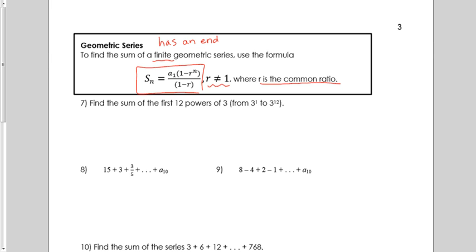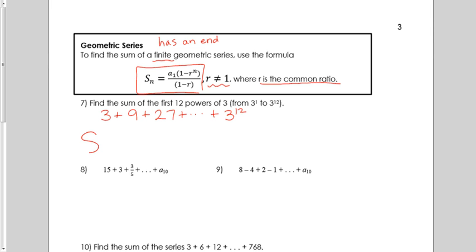Number 7 says find the sum of the first 12 powers of 3. So starting with 3 to the first, then 3 to the second would be 9, 3 to the third would be 27, and so on until we got up to 3 to the 12th. I'm not going to worry about what that really is. I'm going to use my sum formula.